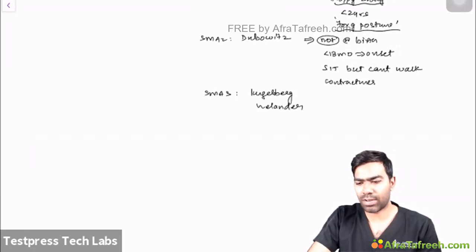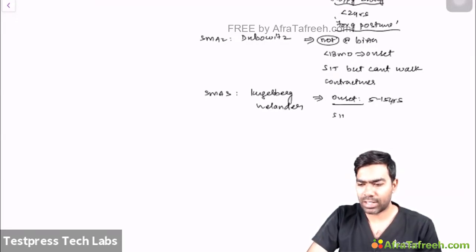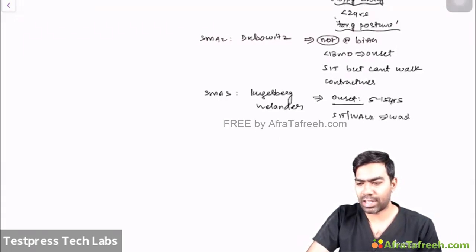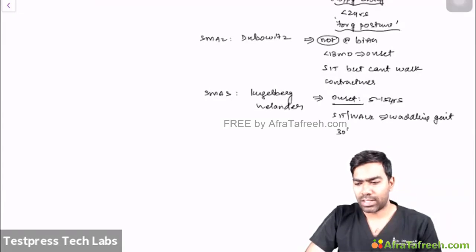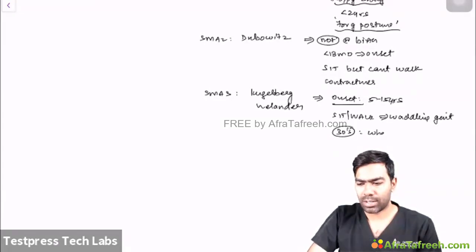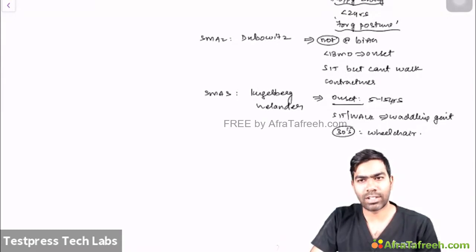Kugelberg-Welander disease. Usual typical onset is around 5 to 15 years, which means a little older child. They can sit, they can walk, but walking will be abnormal with a waddling gait. That is because of the muscle weakness. Usually around the 30s, they'll go to a wheelchair. They'll be completely wheelchair bound. And after that, they will die around the 30s and 40s. So that is Kugelberg-Welander. Riju is asking who gave these names.